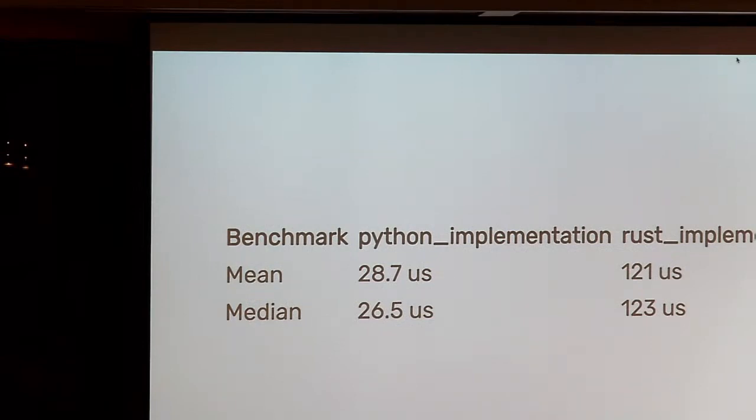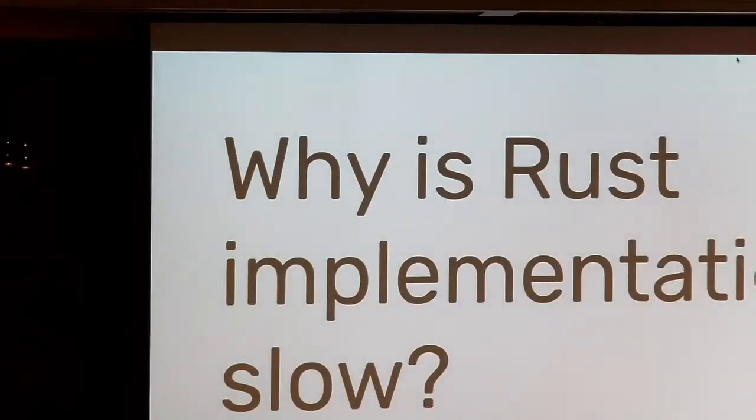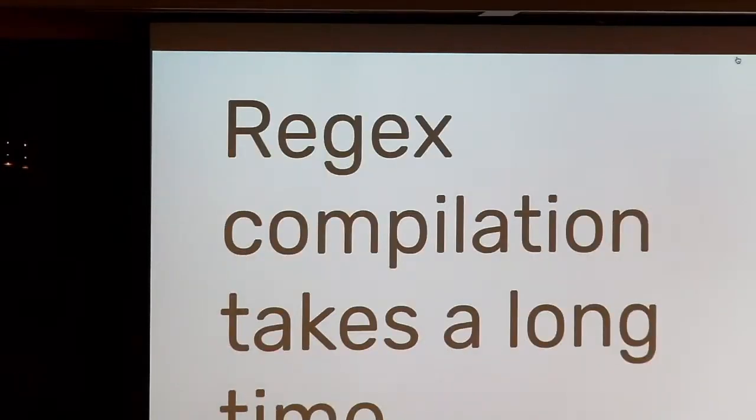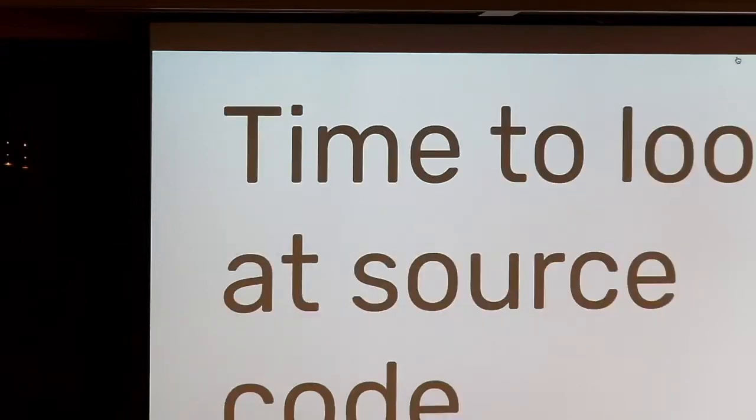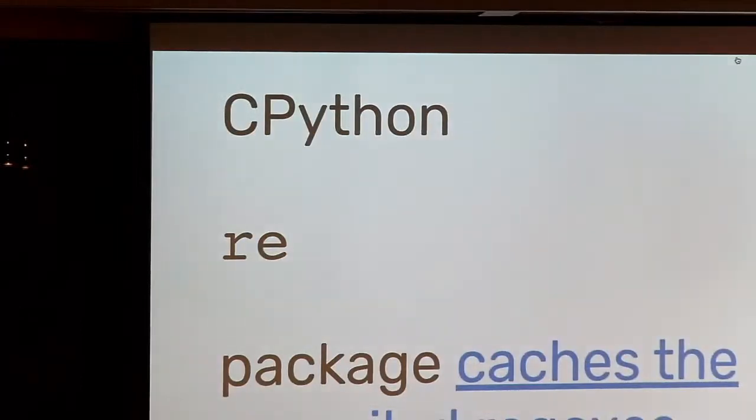And I could see that the Rust implementation was really slow. Why was it slow? Regex compilation takes a long time, but that didn't make much sense, because it should be slow for Python as well. So it was time to look at the source code. Looking at the Python source code, essentially this presentation is a website, and if you click in, you can see that there's a point in the code where we cache the compiled regexes.